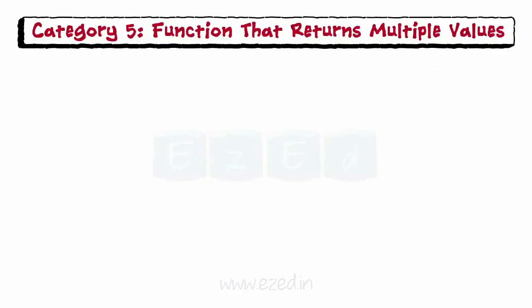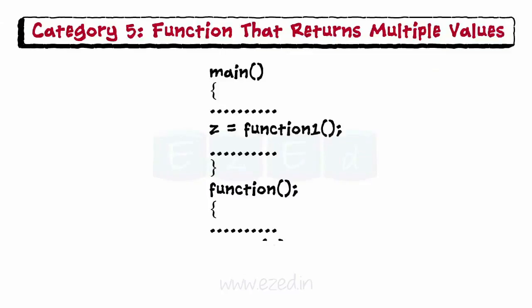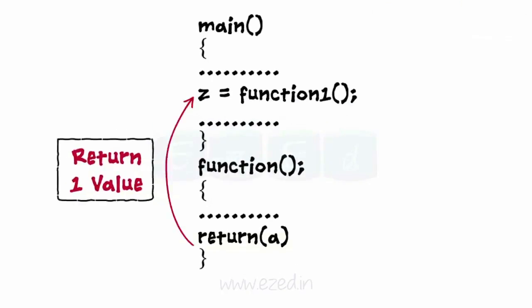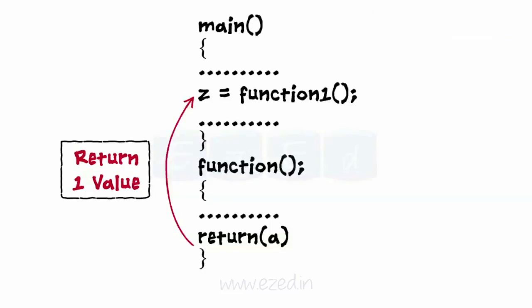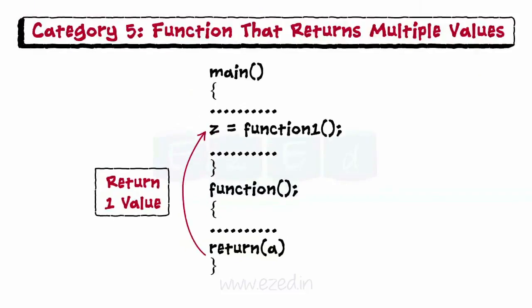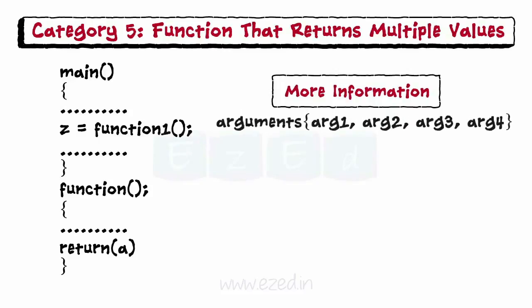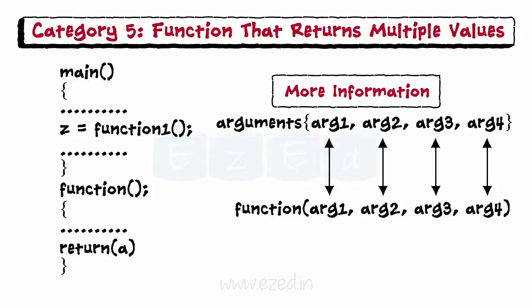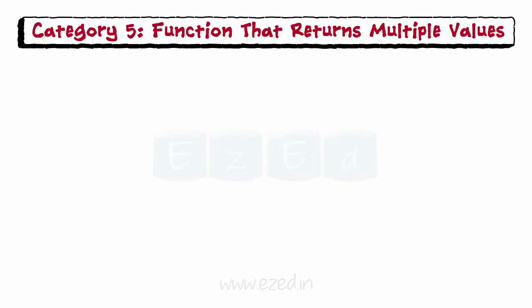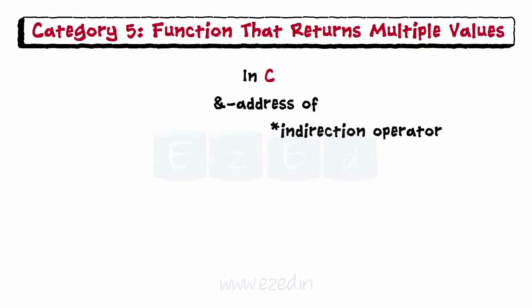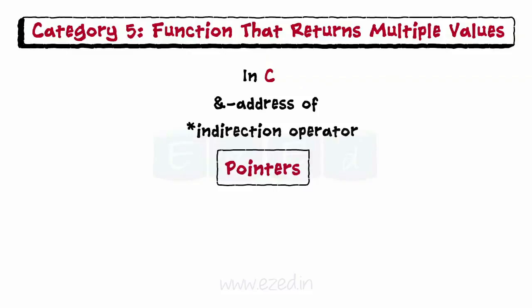Last category is the function that returns multiple values. Till now, we have only studied functions which return only a single value at a time. This is because the return statement can return only one value at a time. However, if we want to get more information from a function, then using arguments that can send as well as receive multiple information from the calling function can serve our purpose. This is achieved in C using the address of operator and the indirection operator. This involves the concept of pointers, which will be covered in the pointers topic.